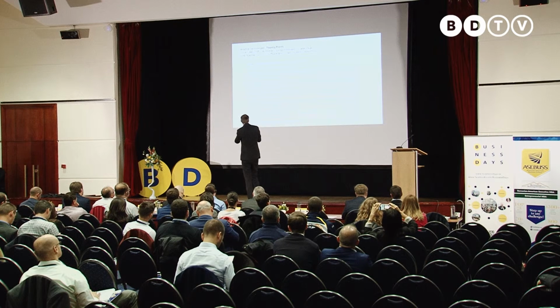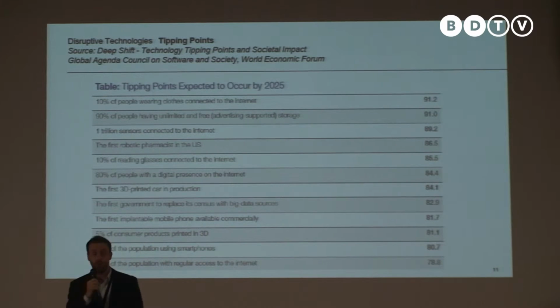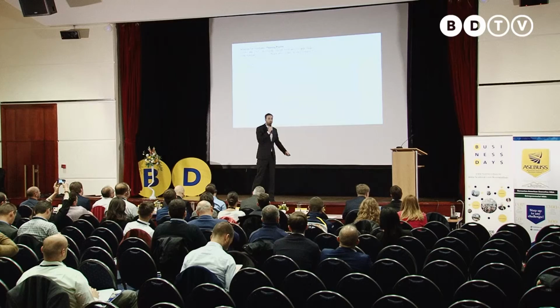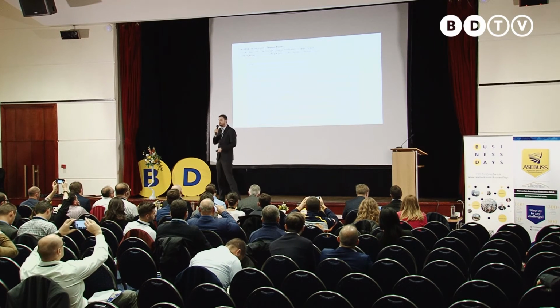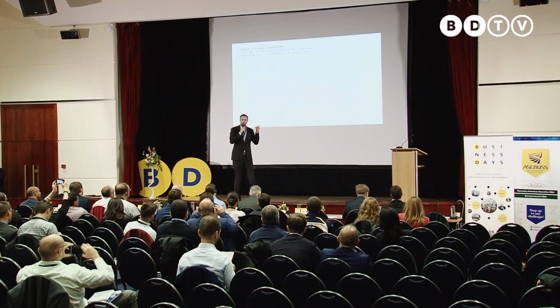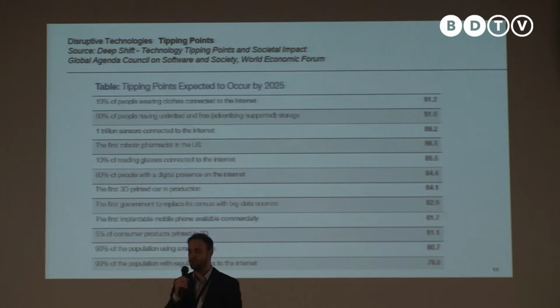Here, a tipping point, for example for 2025, we see that 91.2% of the experts think that 10% of the people will be wearing clothes connected to the internet, and so on. So this is really happening, and it's happening fast because we never take into account that the world is non-linear. We always think that development is linear, which is not true.